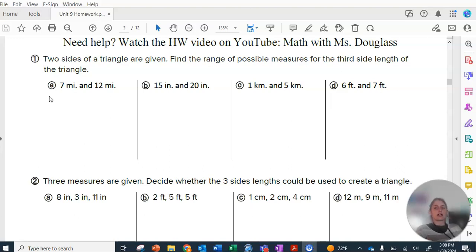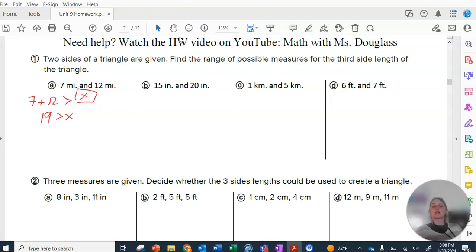So you're given two sides of a triangle, and you need to figure out what the third side could possibly be. Remember that the two sides have to always add up to be bigger than the third side. So we can call that third side x, unknown. 7 plus 12 is 19. So we know that 19 is bigger than whatever x could be.